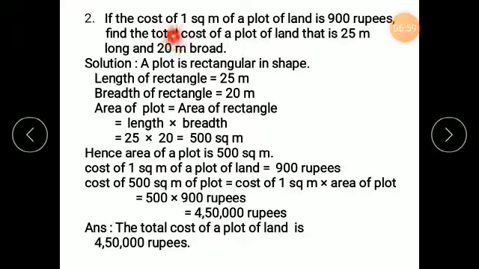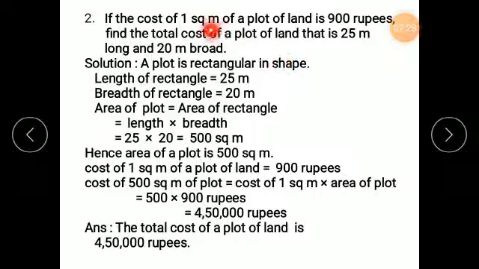Now we have to find the cost of a plot. It will be measured in the square meters. That's why we have to find out here area. So area का formula क्या होगा, area of a rectangle, length into breadth. So it will become 500 square meters. Since all the length and breadth are in meters, its area will be in the square meters. Hence the area of a plot is 500 square meters.